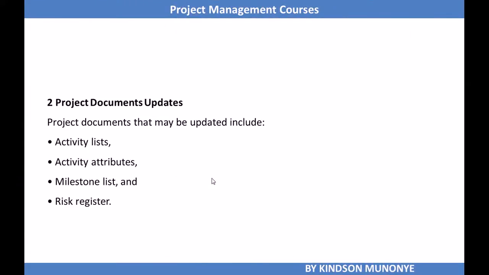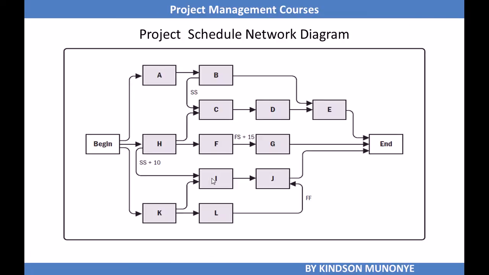Another output of the sequence activity process is the project document update. For instance, activity lists, activity attributes, milestone lists, and risk register might have to be updated in the course of sequence activities. This is how we are rounding off our discussion on sequence activities. I hope this has been informative. I would like to just make a recap. Sequence activity is the process where you arrange the activities in a logical way to define relationships between them. And sequence activity uses 3 tools and techniques, and that is dependency determination, leads and lags, and precedence diagramming method. Outputs of sequence activities are project document update and project schedule network diagram.